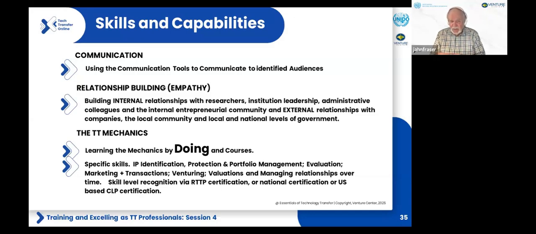In addition, in the United States, there is what's called the CLP, Certified Licensing Professional Certification. This is a written examination to demonstrate the skills. You are asked a series of questions, you give an answer, and it's a pass-fail. In both cases, RTTP and CLP, if you are not approved on your first application or first test, you're given feedback. And you can then prepare yourself to reapply, hopefully pass. Then there are certain countries, Malaysia is one, that are looking to create a national certification for knowledge exchange and tech transfer. So there are a variety of ways to be certified and have your skill set recognized as well.